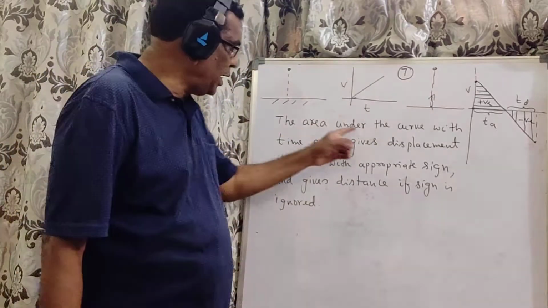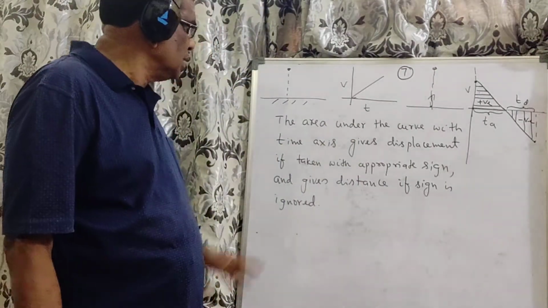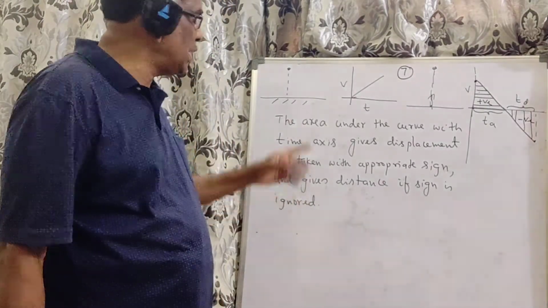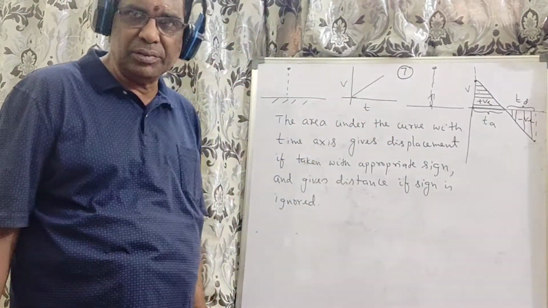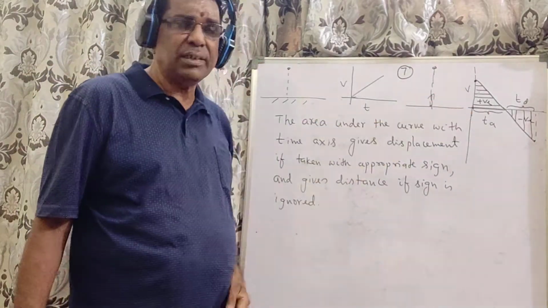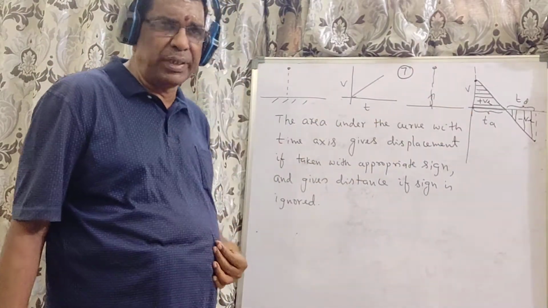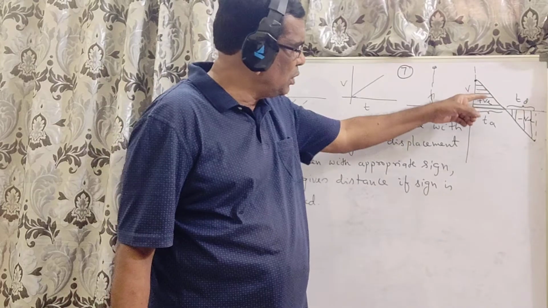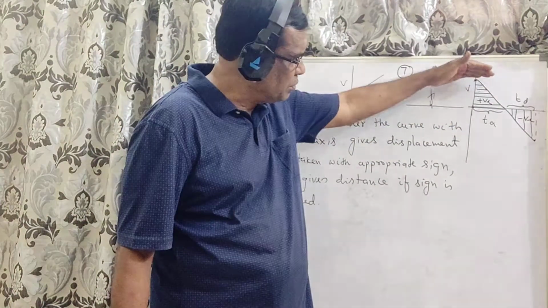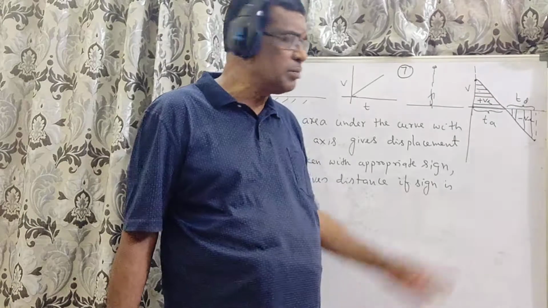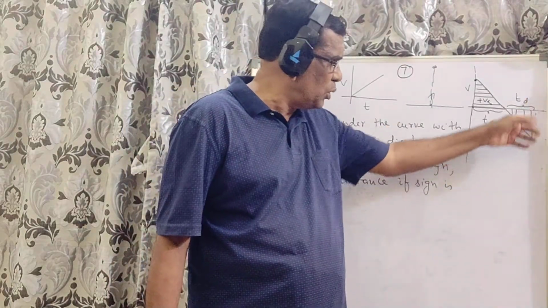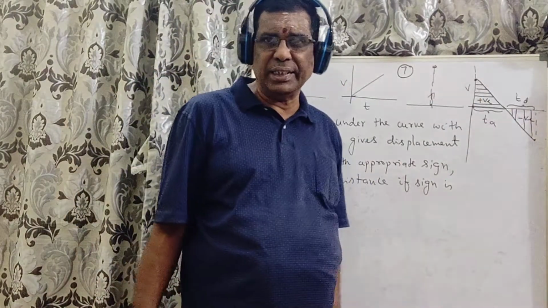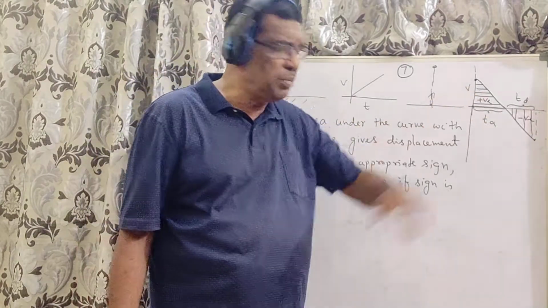Now, as I have written down clearly here, the area under the curve with the time axis gives displacement in the velocity time graph, provided you consider its appropriate sign. What do you mean by appropriate sign? Now look at this case, which I have already drawn here. Above this, which is positive, I have put horizontal lines, and below this it is negative, I put vertical lines. Now this area is positive, this area is negative. Now you sum up the total area.